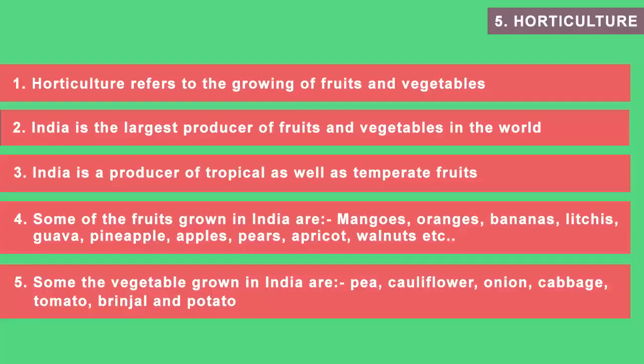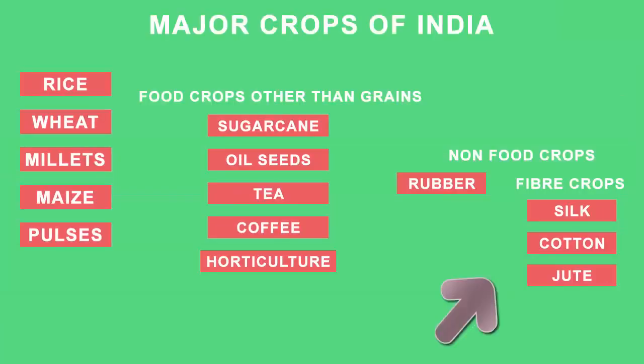So India also produces a lot of vegetables. The important ones are pea, cauliflower, onion, cabbage, tomato, brinjal and potato. So with this, we cover the entire horticulture crop. Now let's move on to the next topic, non-food crops.